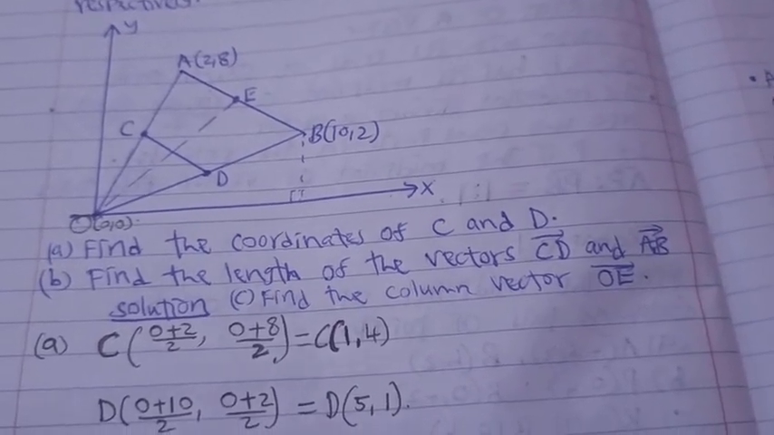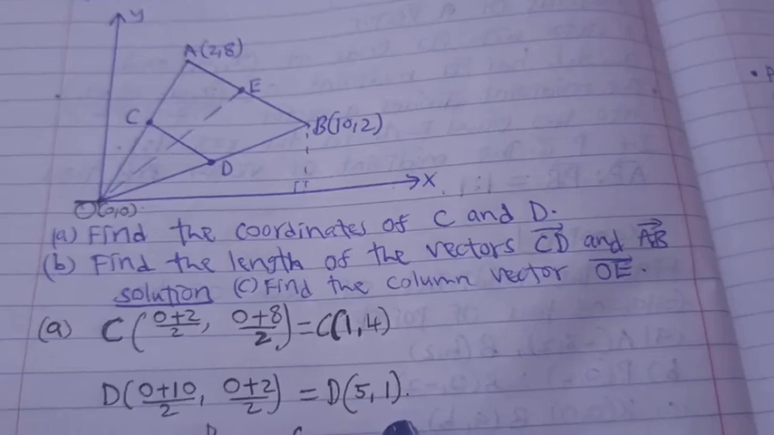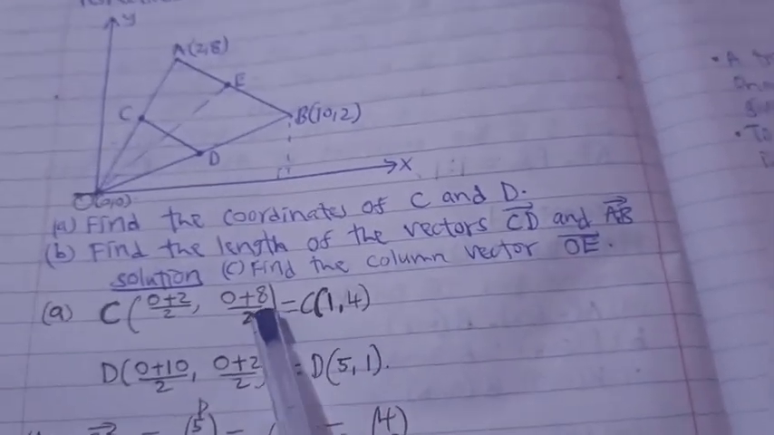Find the lengths of the vectors CD and AB. And C, find the column vector OE. Now for part A, find the coordinates of C and D.